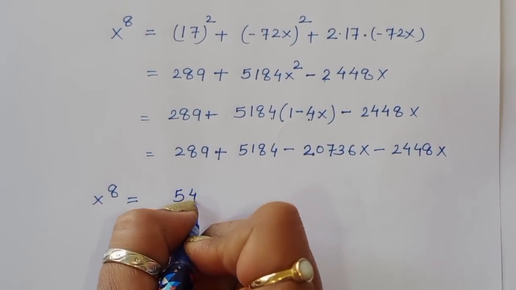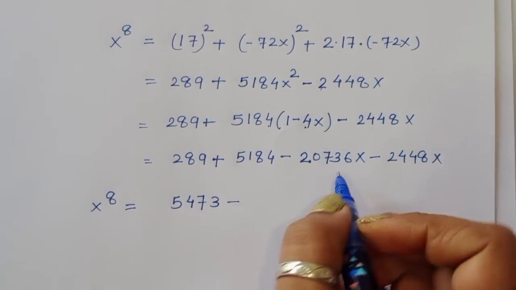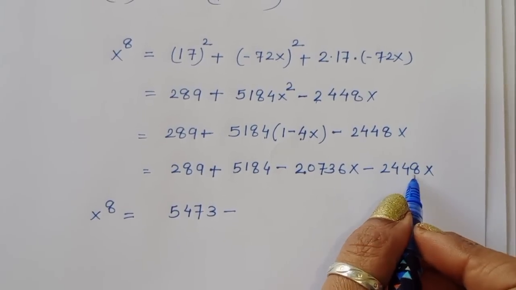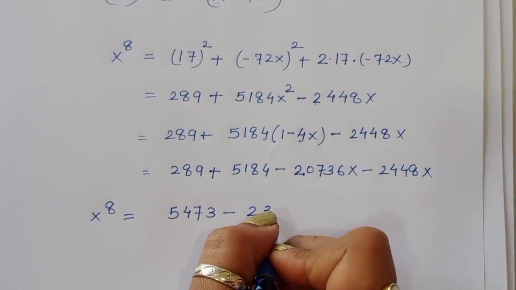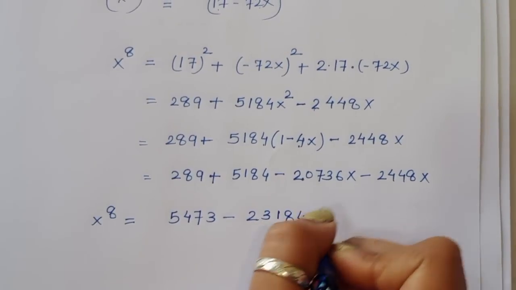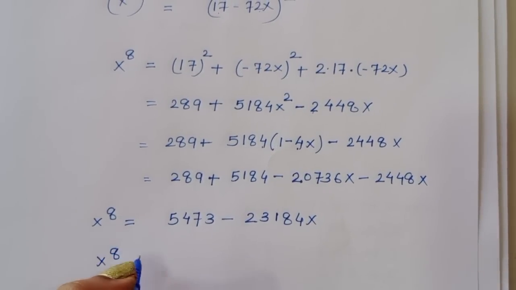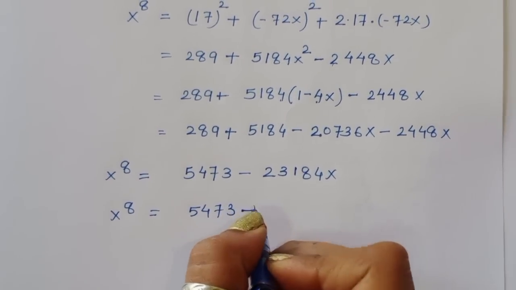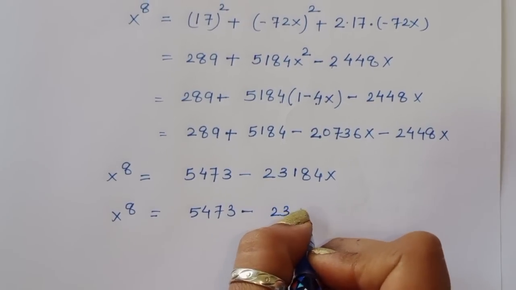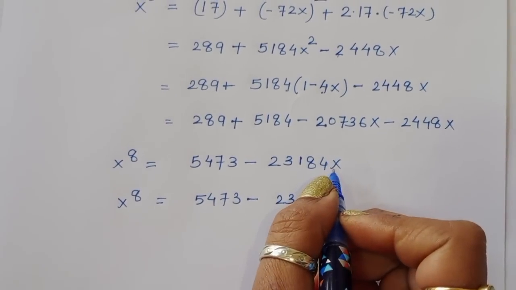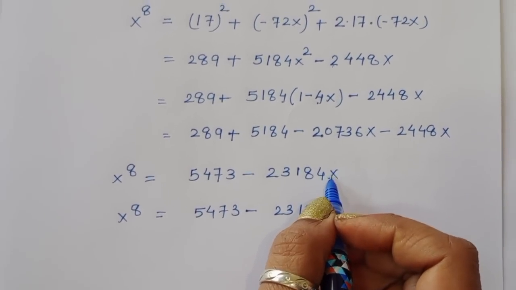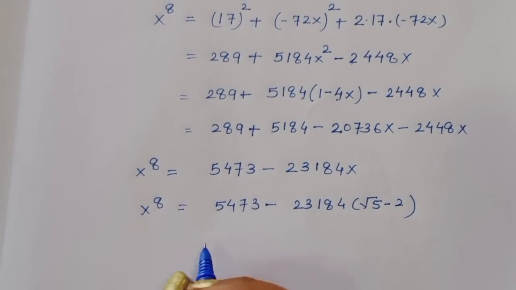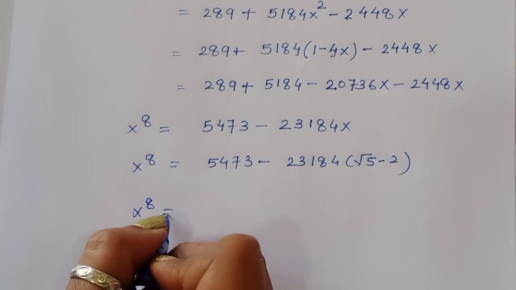Now x power 8 is equal to 289 plus 5184, when we add these terms, we get 5473, minus, when we add 20,736 and 2448, we get 23,184x. So x power 8 is equal to 5473 minus 23,184x, and the value of x, you can see in equation 1, is the square root of 5 minus 2.